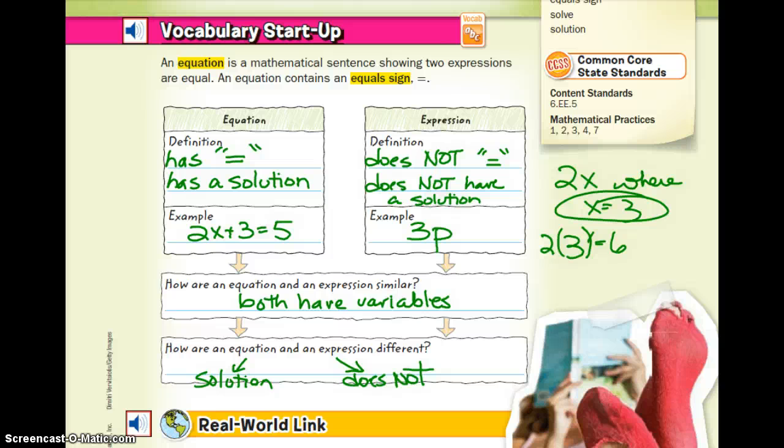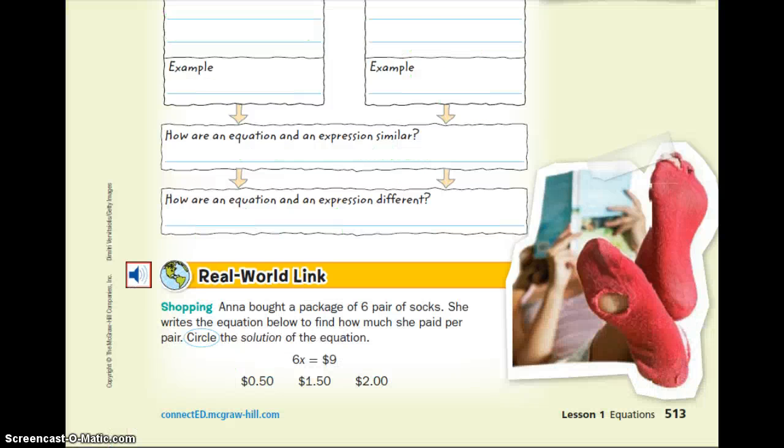Okay, let's look at the real world way. Anna bought a package of 6 pairs of socks. She writes the equation below to find how much to pay per sock. Circle the solution. Well, let's think about it. 6 times 50 cents is $3. That doesn't work out. 6 times $2 is $12. That doesn't work out either. So it must be $1.50 per sock. 6 times $1.50 is in fact $9. Turn the page.